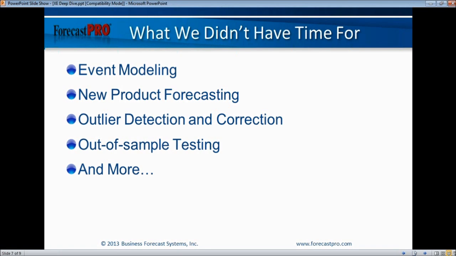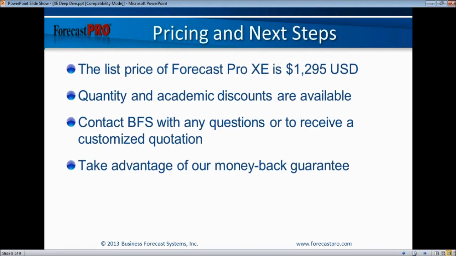There's outlier detection and correction. Forecast Pro can automatically go through the data and detect unusual data points, and if you want, it can automatically correct them prior to generating the forecast. And there's out-of-sample testing. We mentioned that a couple of times during the demonstration. So there's a lot of functionality that we didn't go through today, but I want you to have an awareness that it is there. And in fact, this list is not exhaustive. There's other things in here as well.